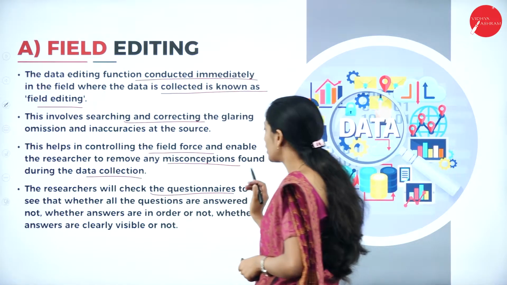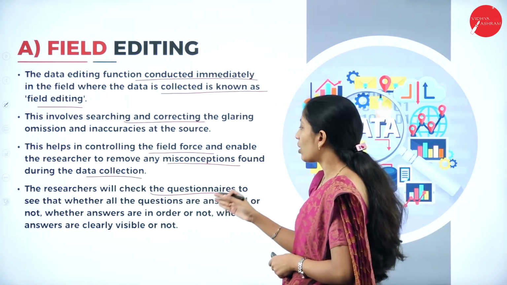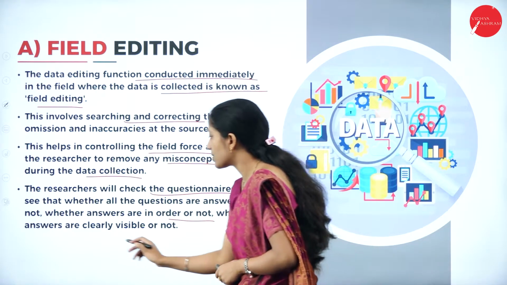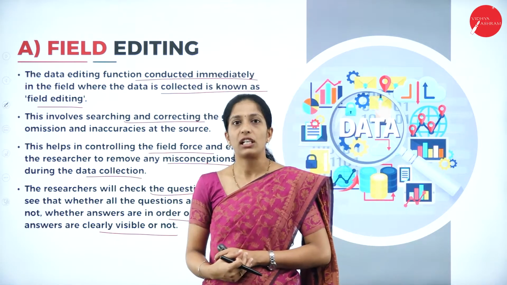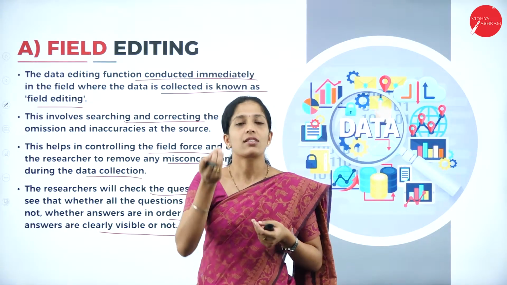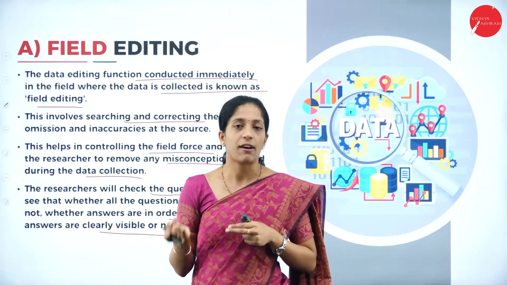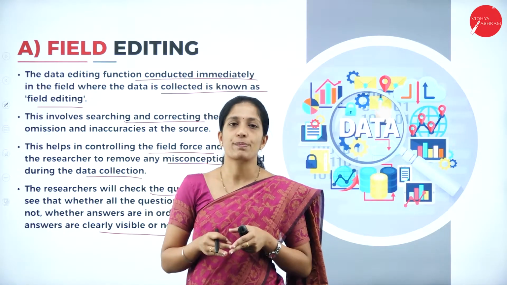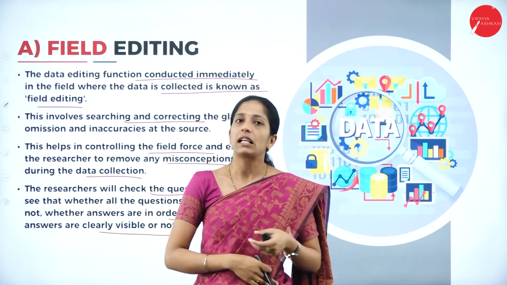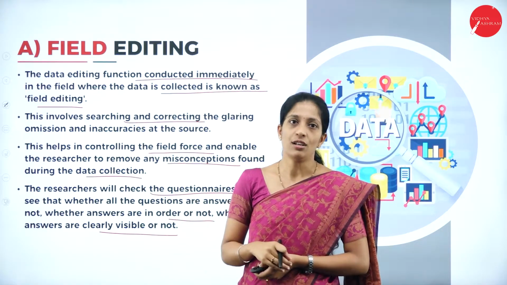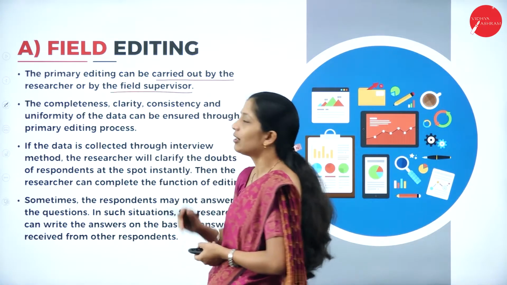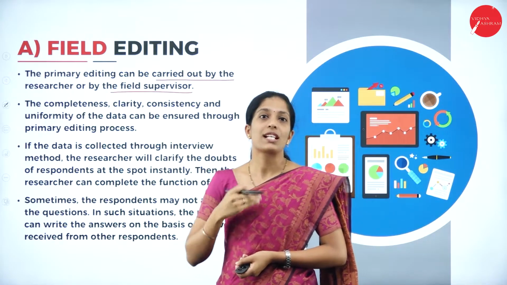The researcher will check the questionnaires to see whether all the questions are answered, whether answers are in order, and whether the answers are clearly visible. Through field editing, he will come to know how the questionnaire has been filled by the respondents, whether they have answered all the questions or any have been left out, or any mistakes made by the respondents, and whether they are clearly visible. Each and everything will be known immediately in field editing. The primary editing can be carried out by the researcher or by the field supervisor. Now, who will do this field editing work?